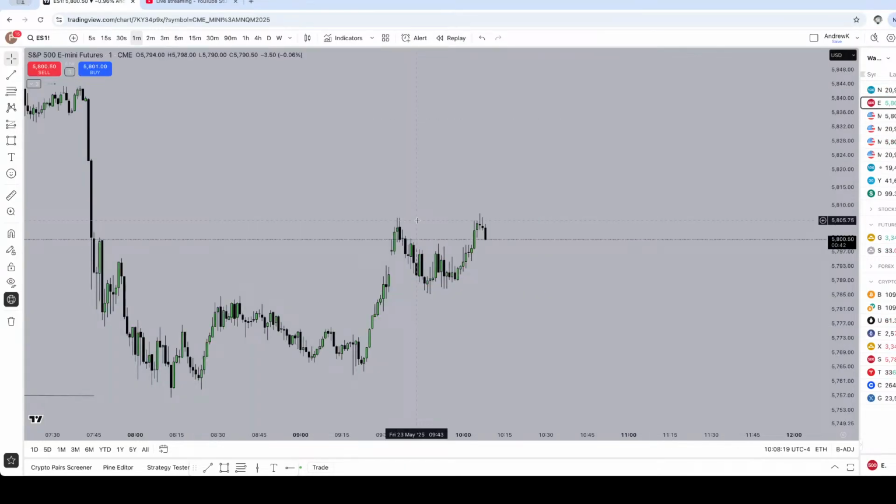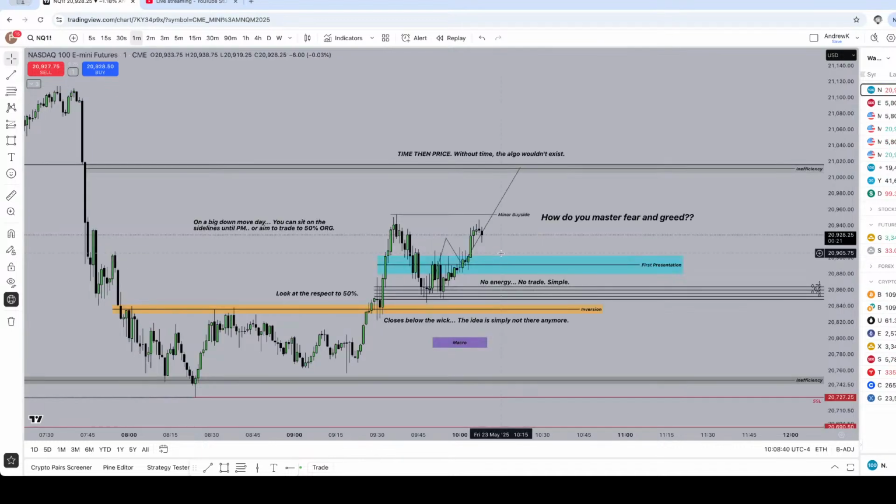So you want to see that? Close below this, it could go lower, but you want to see respect to this to push it higher. You don't want that to be SMT if you want that to go there. So that needs to be respected.